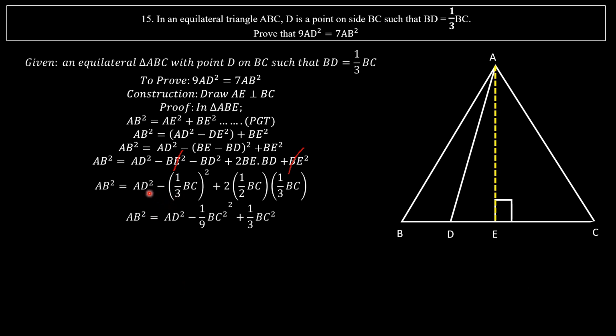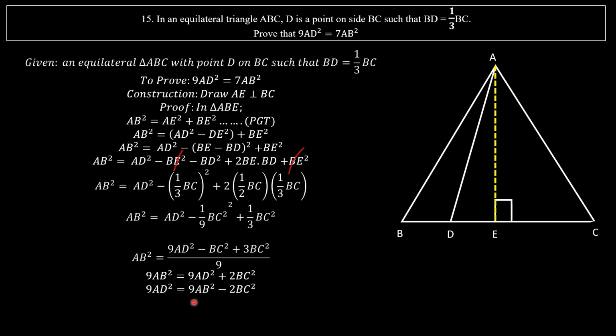So we get AD square minus 1 upon 9 BC square plus 2 cancels BC into BC square 1 upon 3 BC. Further, 9 is the LCM. Simplification gives us 9 AD square minus BC square plus 3 BC square upon 9 is equal to AB square. Shifting 9 to this side, we get 9 AB square is equal to 9 AD square plus twice of BC square. Now see what we need to prove. Always keep that in mind. 9 AD square, shift this to this side, we get 9 AD square is equal to 9 AB square minus 2 BC square.